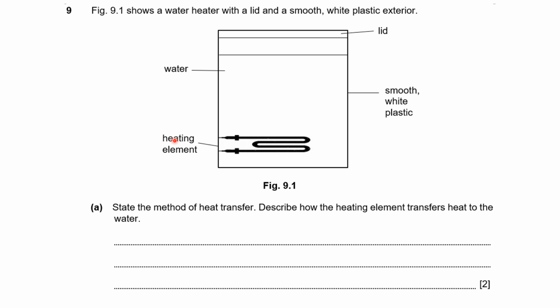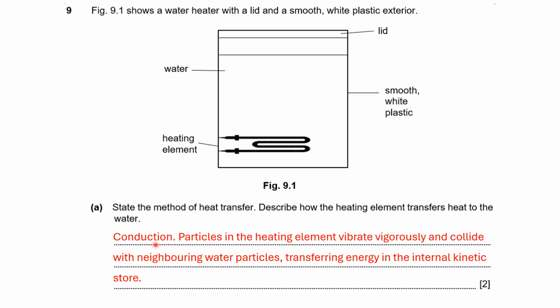Now, question 9, we've got a water heater with a lid and a smooth white plastic exterior, and state the method of heat transfer from the heating element to the water. So that would be conduction, because the heating element is in contact with the water, and the particles in the heating element vibrate vigorously and collide with the neighboring water particles, thereby transferring energy in the internal kinetic store and heating the water itself.